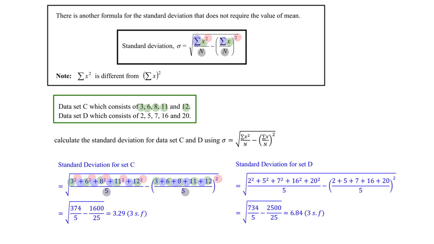Again, you will see that for the data found in set D, I will square them before I add them up, and I divide by 5, the total number of data, minus bracket square, the sum of all the data, where I add them up and divide by 5. So this will give me 6.84 to 3 SF as well.